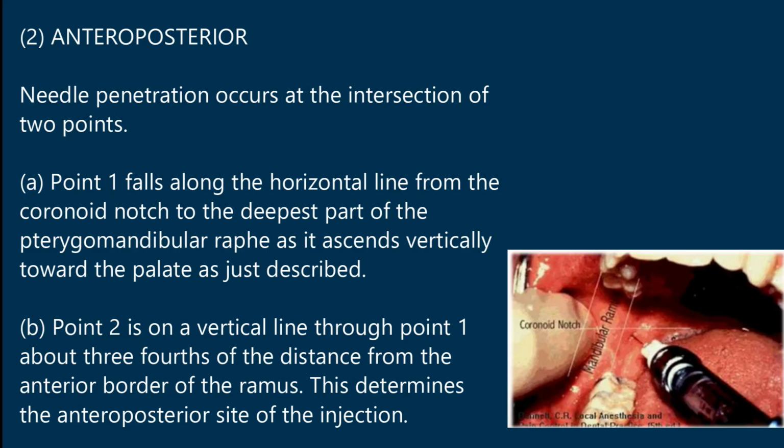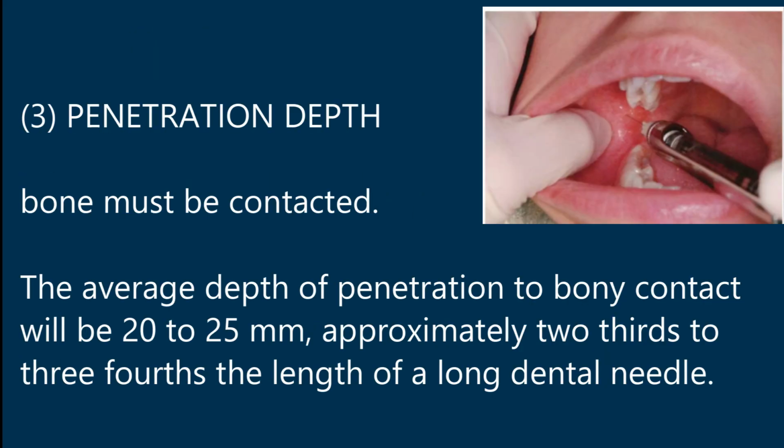B. Point 2 is on a vertical line through point 1, about 3/4 of the distance from the anterior border of the ramus. This determines the anteroposterior site of the injection. 3. Penetration depth. Bone must be contacted. The average depth of penetration to bony contact will be 20 to 25 millimeters, approximately 2/3 to 3/4 the length of a long dental needle.